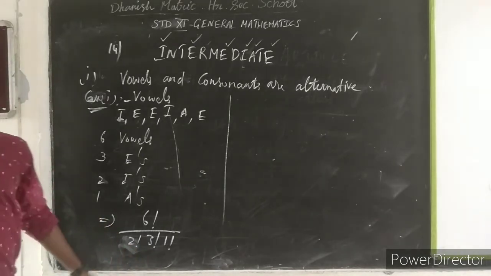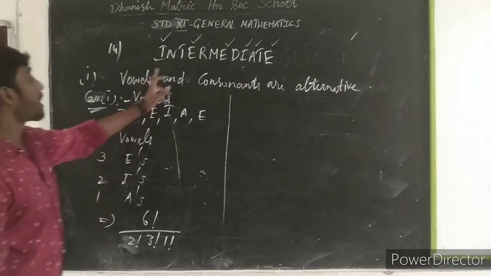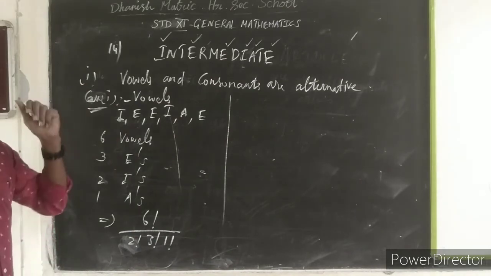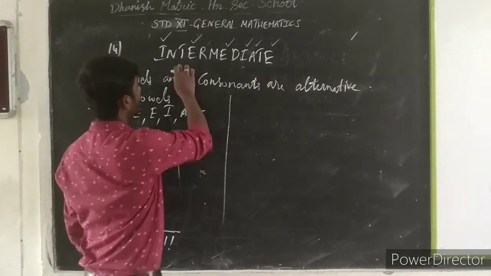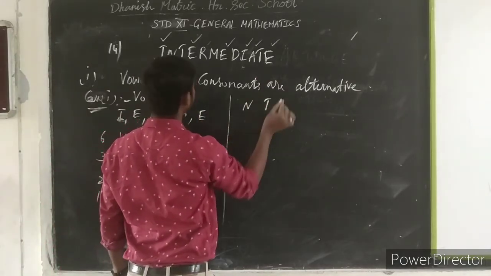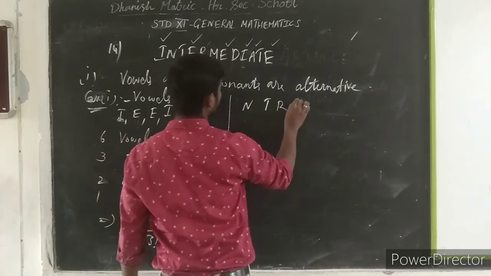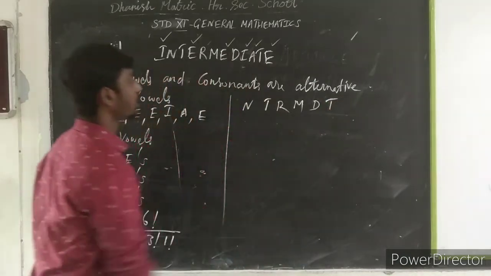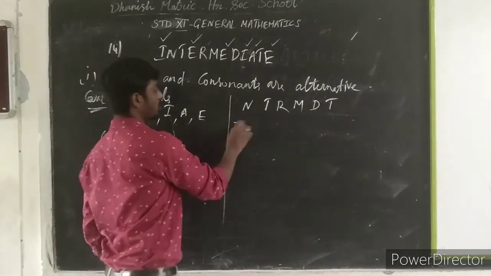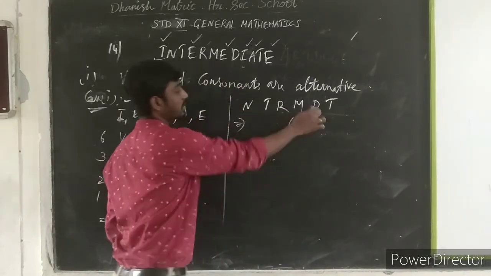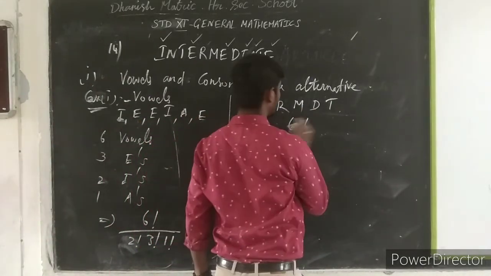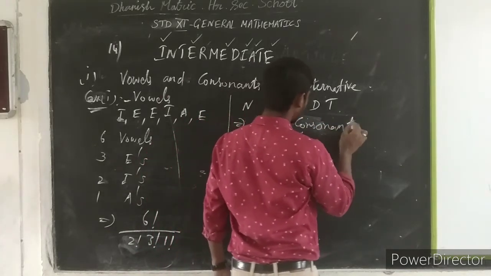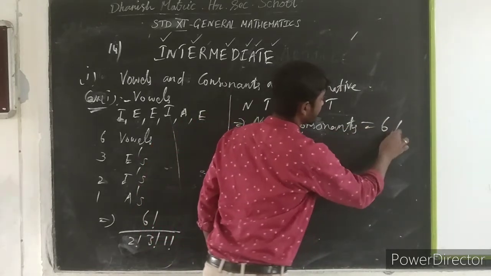Now, the remaining 6 have the consonants here. So how many consonants are there? N, T, R, M, D, T. So the consonants also consist of 6 letters. Number of consonants also, that is 6 factorial here.